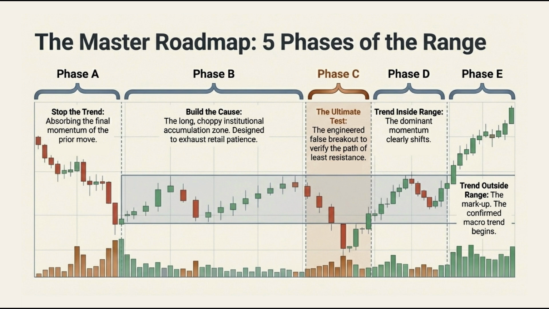Phase B builds the cause through a long, choppy zone designed to exhaust retail patience while institutions absorb supply. Phase C is the ultimate test, featuring an engineered false breakout to verify the path of least resistance. Once the test is successful, Phase D sees the trend move inside the range as momentum shifts, leading to Phase E, where the markup and confirmed macro trend begin outside the range.